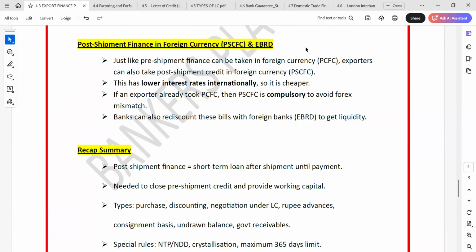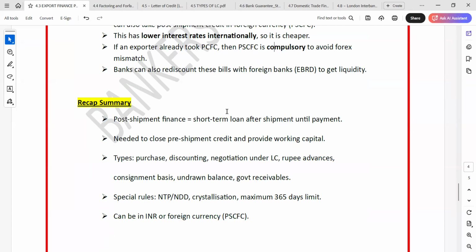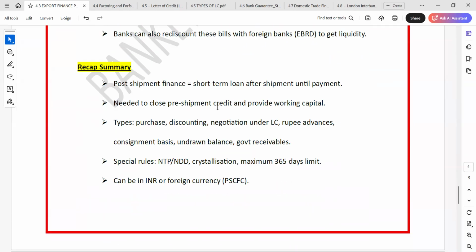Okay, post-shipment finance in foreign currency, PSCFC and EBRD. Just like pre-shipment finance can be taken in foreign currency, exporters can also take post-shipment finance in foreign currency. Here also the rate will be the lowest internationally and it is cheaper. If an exporter already took PCFC, then PSCFC is compulsory to avoid forex mismatch. And the bank can also rediscount these bills with foreign banks to get liquidity. So this is all about post-shipment.